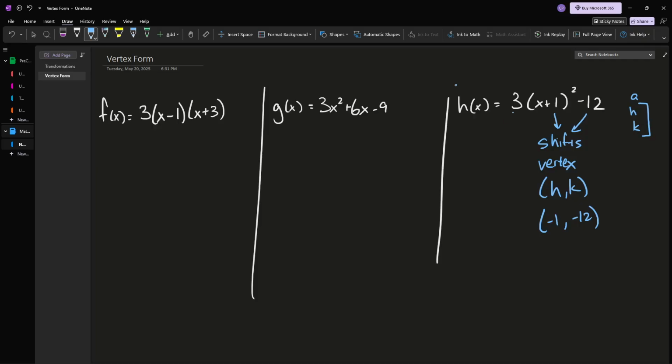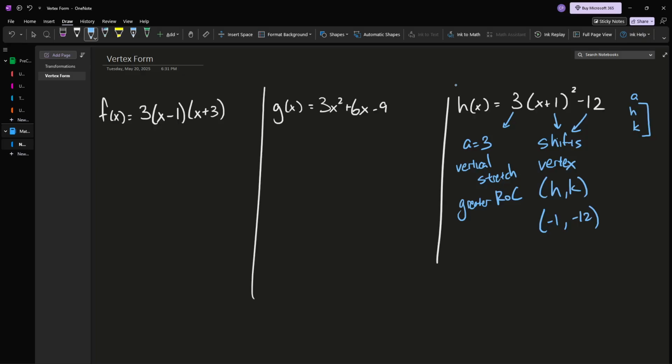Next up, we have this 3 as well. The 3 is our a value, and what this tells us is there's a vertical stretch, or a greater rate of change. That is what this information is telling us. So this formula of writing the function tells us this information, the vertex and the vertical stretch that's happening to it.